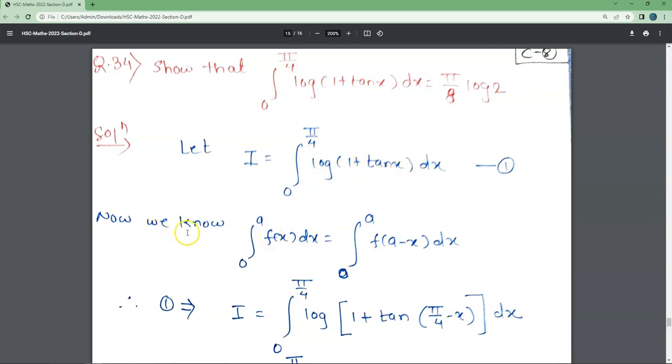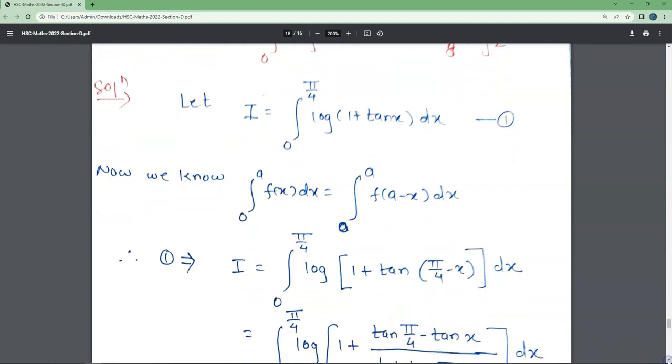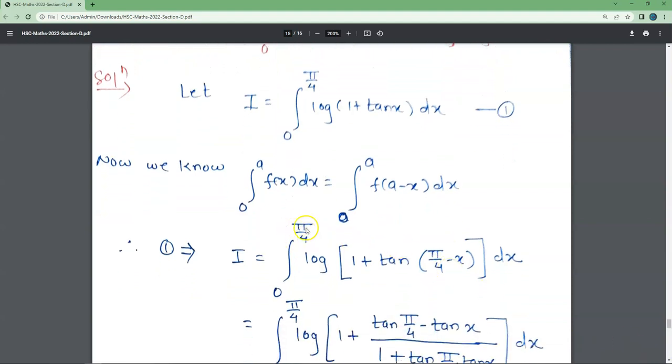Right. Now we know that if it is 0 to a f of x dx असेल तर 0 to a f of a minus x dx होतो. मग इथे a ची value काय, pi by 4. मग आपण काय करू, x च्या जागेवर काय करू, pi by 4 minus x लिहू. x च्या जागेवर काय असतो, a minus x.